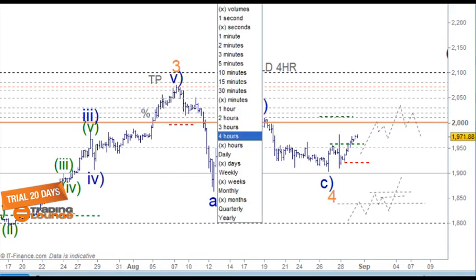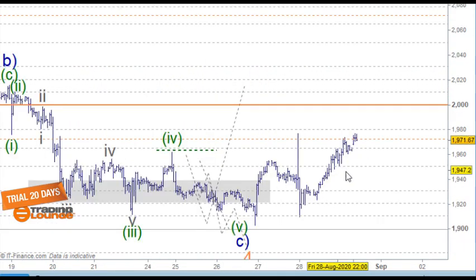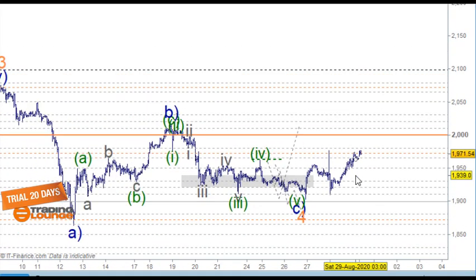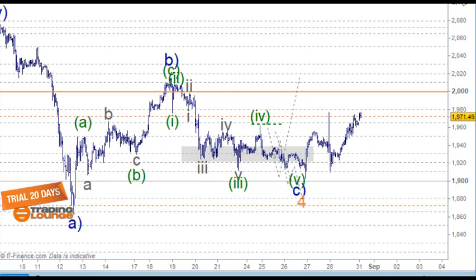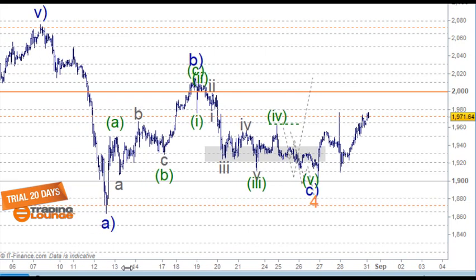Let's go in and have a closer look on the hourly chart. So the silver, when we looked at it, counts better with 5 waves up here, but the gold doesn't present itself as this, as I've mentioned before.